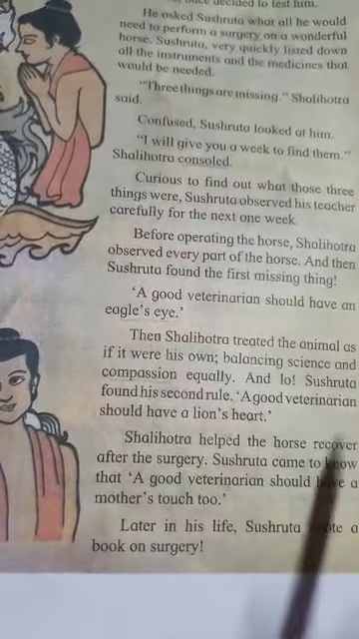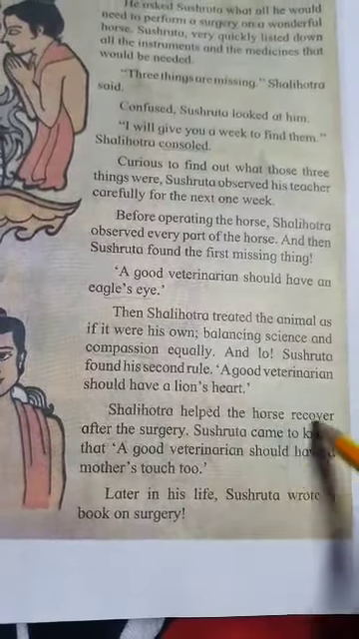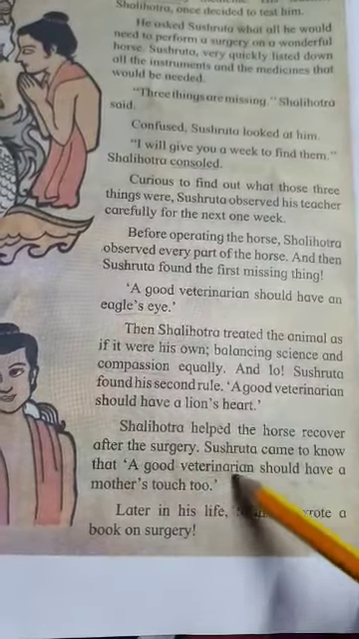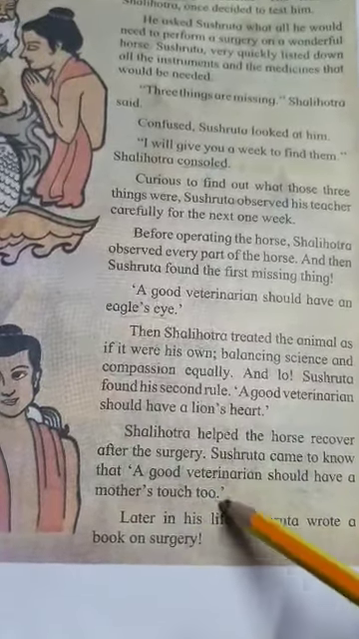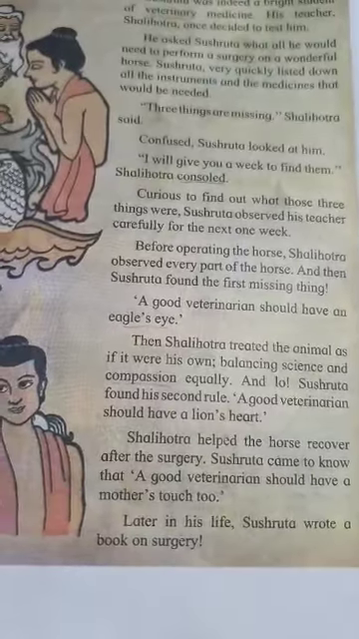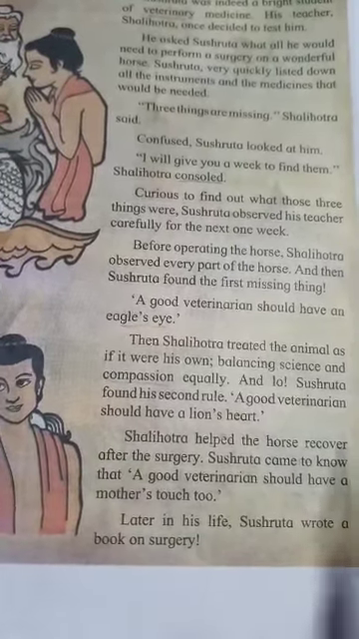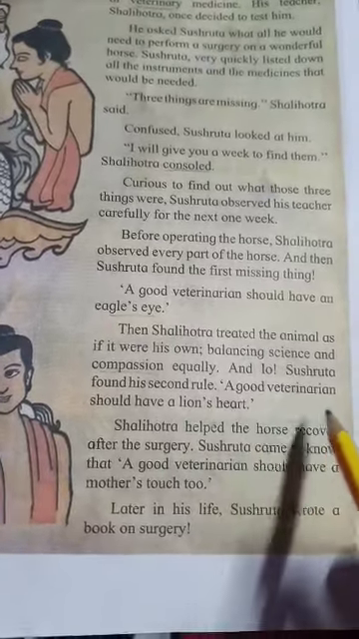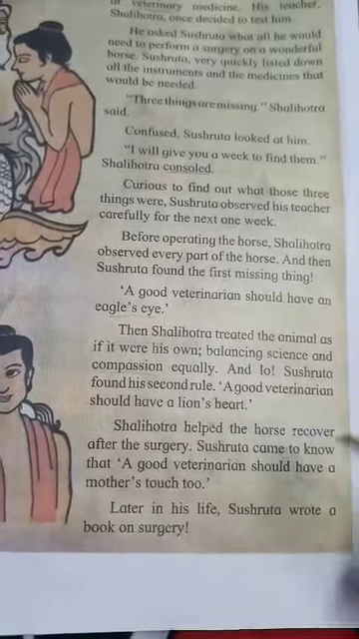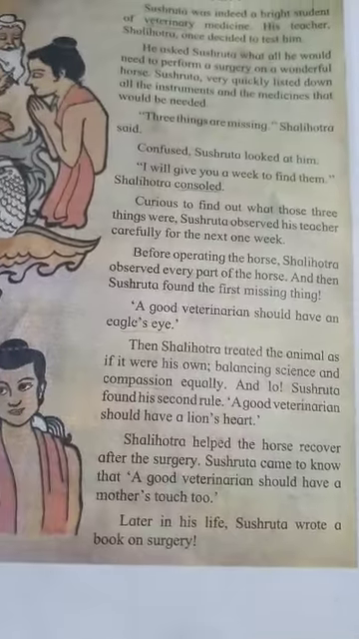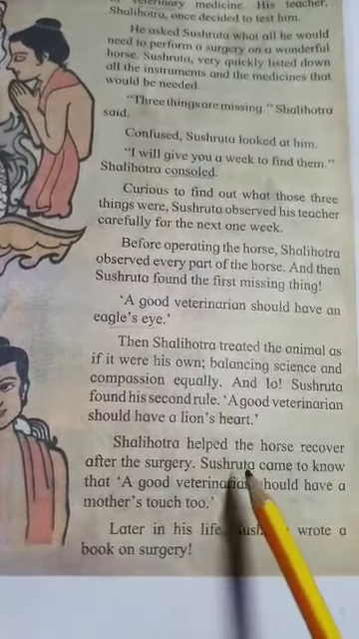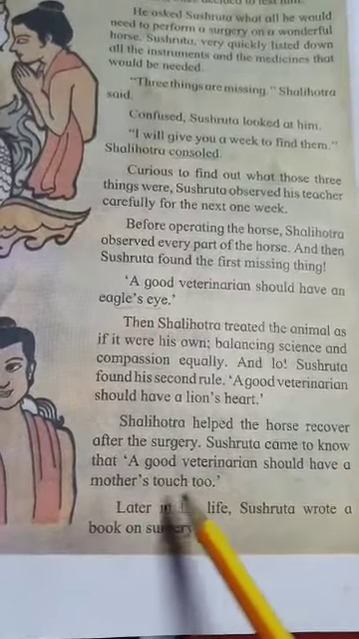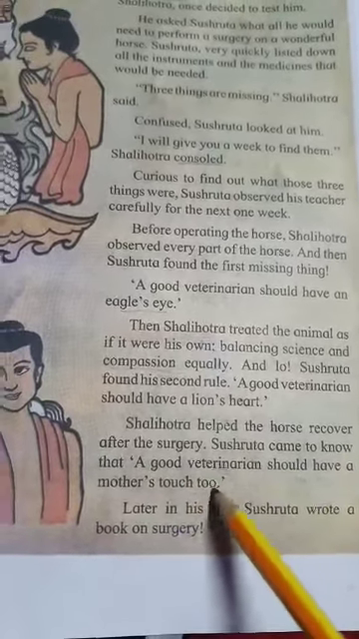Shalihotra helped the horse recover after the surgery. Sushruta came to know that a good veterinary should have a mother's touch too. As soon as the surgery was finished, the teacher helped the horse to recover, taking care of the horse. Again, the student came to know the third rule: a good veterinary should have a mother's touch too.